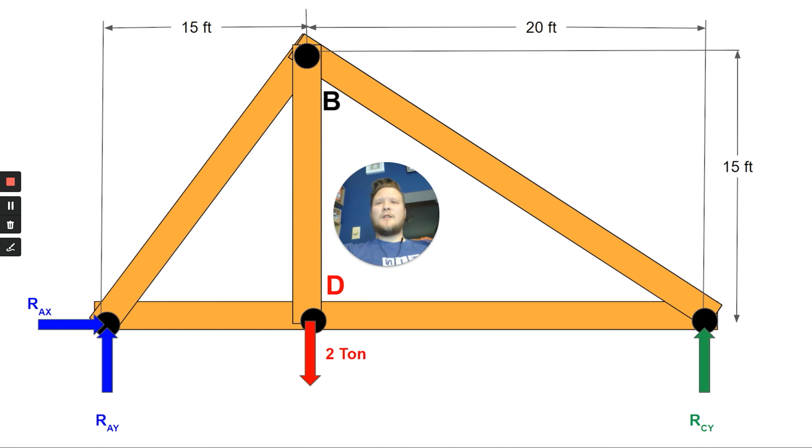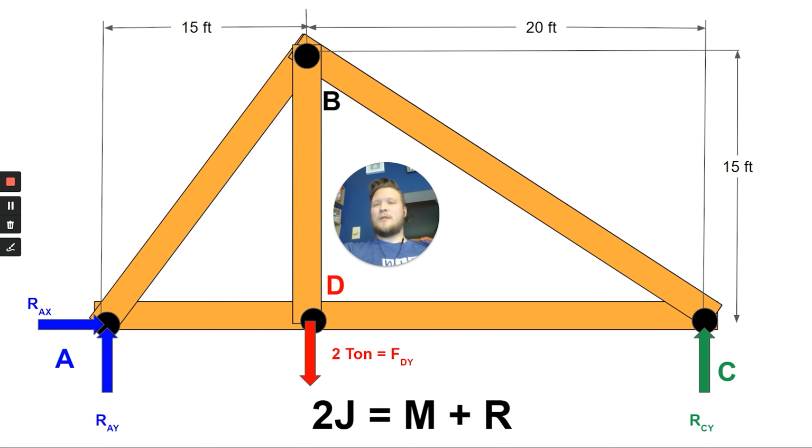Now we have to do some math to figure out if we can solve this truss. It's simple math though. We have to figure out if this is what is called statically determinate. Statically determinate is this equation right here: 2J equals M plus R. 2 times the number of joints equals the number of members plus the number of reactionary forces.